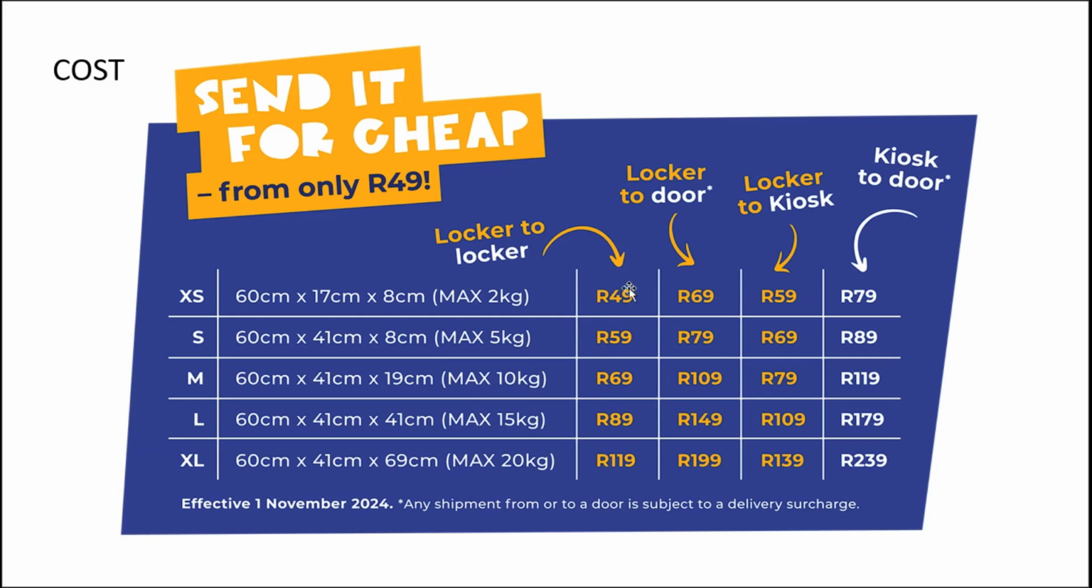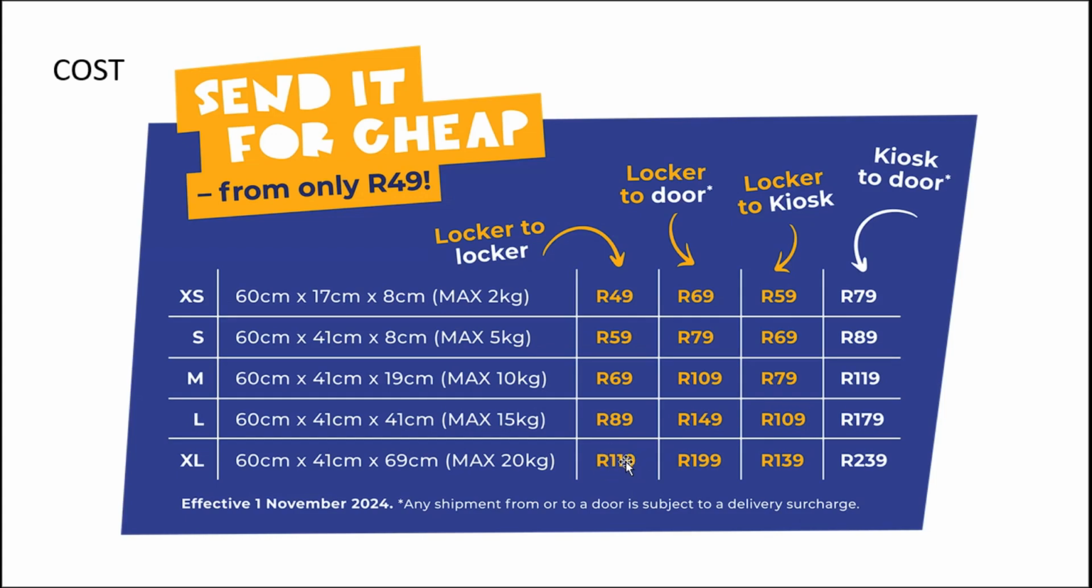And these are the price guidelines for locker to locker, which is the cheapest, so 49 rands for extra small, but can be 59 rands if you are sending it to a courier guy kiosk, and these will also be more expensive. Small would be 59, medium is 69, large is 89 rands, and extra large is 119 rands, which is almost the price of, well, actually not almost the price, it's similar to the price of Postnet.